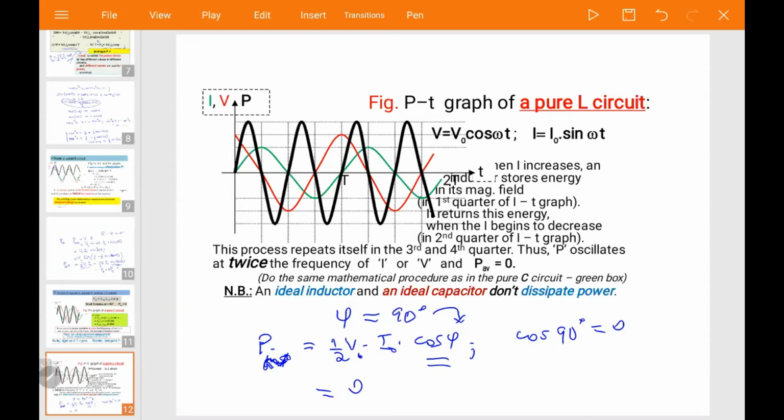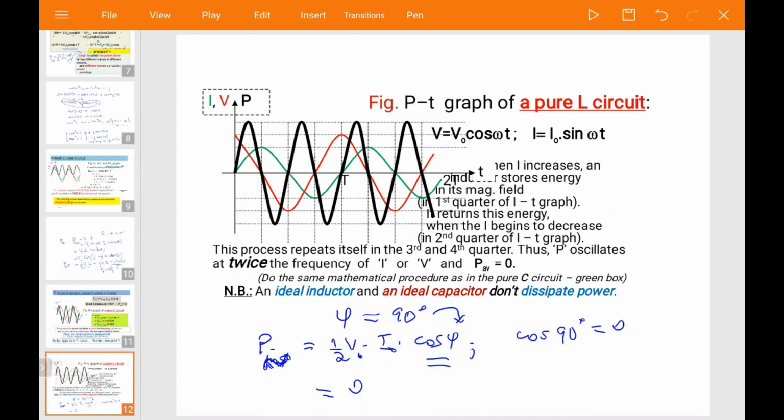What happens if it was a pure C circuit? The same thing, the current leads, doesn't matter. The phase angle is 90 degrees. So cos 90 degrees gives you again 0. So in the case of a pure C circuit too, the average power over one cycle is equal to 0. How about an LC circuit? There, either you get an inductive or capacitive circuit. If both are equal, that is resonance. We don't discuss anything there. Resonance, no power is consumed.